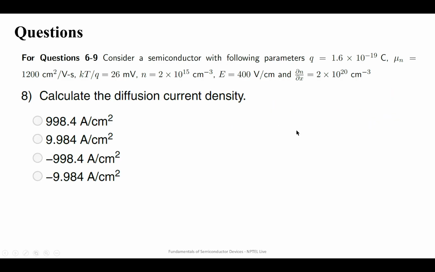Next is calculate the diffusion current density. The options are 998.4 ampere per centimeter square, 9.984 ampere per centimeter square, minus 998.4 ampere per centimeter square, minus 9.984 ampere per centimeter square.